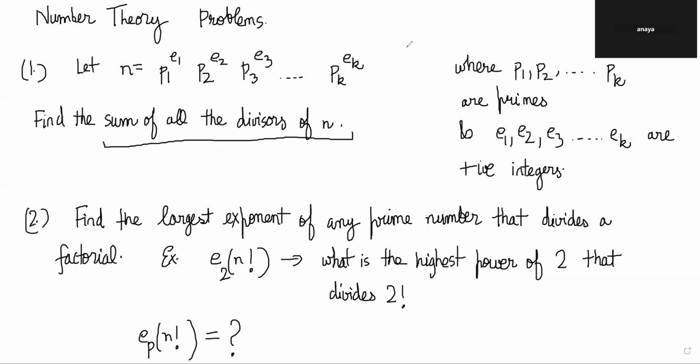You can take examples of smaller numbers and see. For example, let's say n is equal to 24. This is 2 cube into 3 power 1. Right. And now if you think of all the factors and try to do the sum of all the factors, you will get 1, 2, 3, 4, 6, 8, 12, and 24, right?